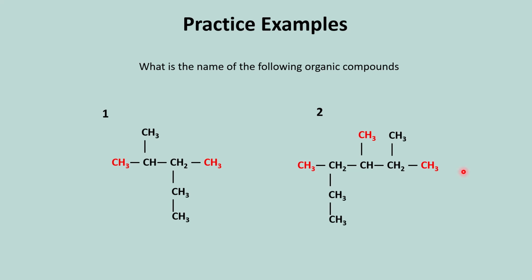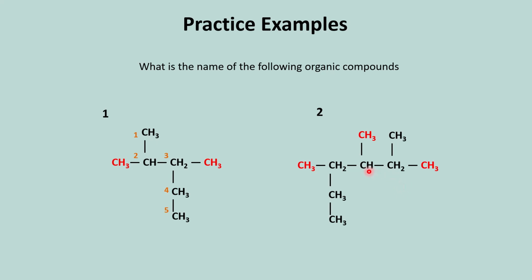Now let's pick some practice examples. What is the name of the following organic compound? So the steps you have to follow: first, identify the longest continuous chain and number them. For this one, this is the longest continuous chain, and this is the correct numbering. And then the substituents are located on carbon number 2 and carbon number 3. So name it, write it in the comment section.